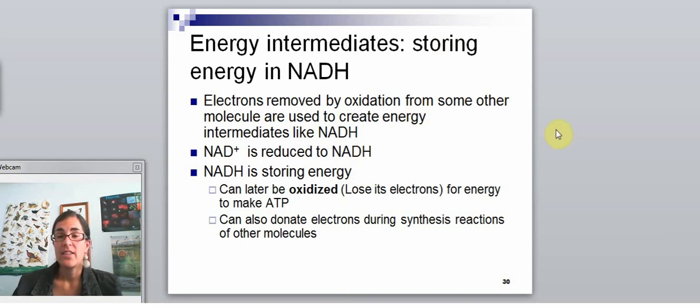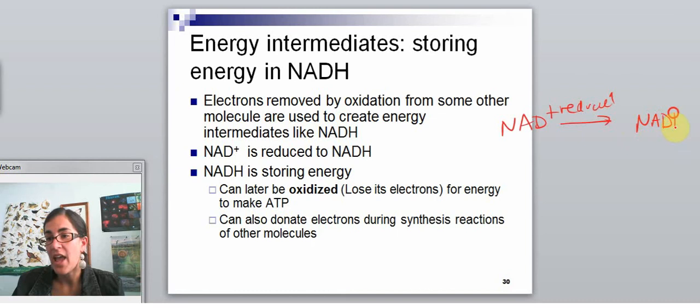NADH is created this way. So NADH is created when NAD+ is reduced to NADH. So remember, that means it's taking electrons. You can sort of remember this by seeing how the positive sign goes away. So it's positive and then it's not positive, so that means the electrons must have gone in.